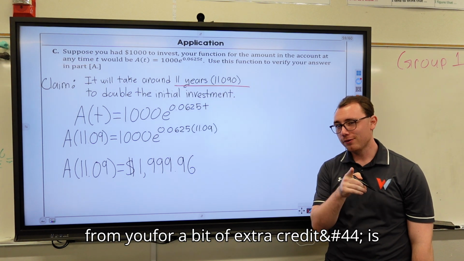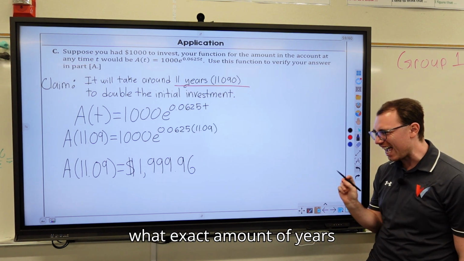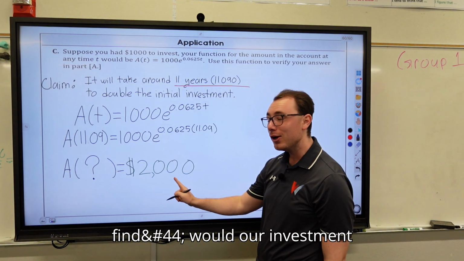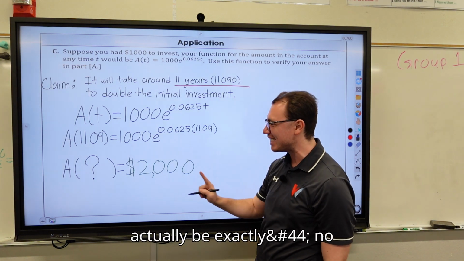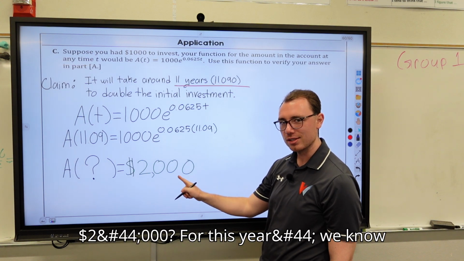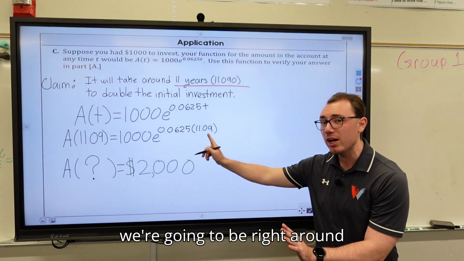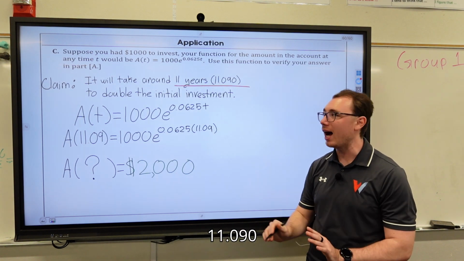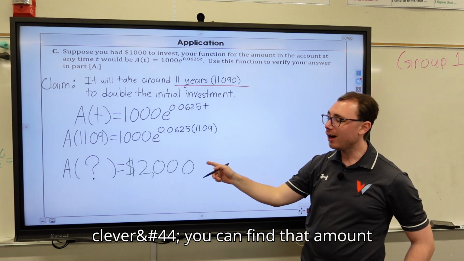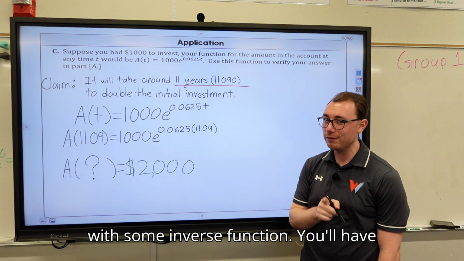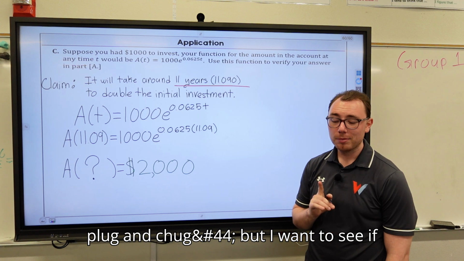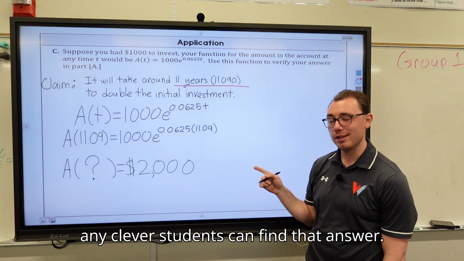What I want to know from you for a bit of extra credit is what exact amount of years, in as many decimal places as you can find, would our investment actually be exactly, no more, no less, $2,000. For this, we know we're going to be right around 11.090 something something years. If you're clever, you can find that amount with some inverse function. You'll have to find it somewhere in part C. You could plug and chug, but I want to see if any clever students can find that answer.